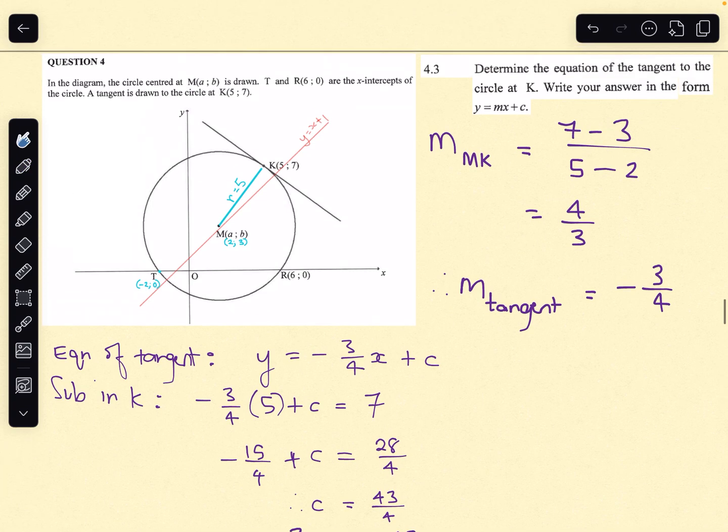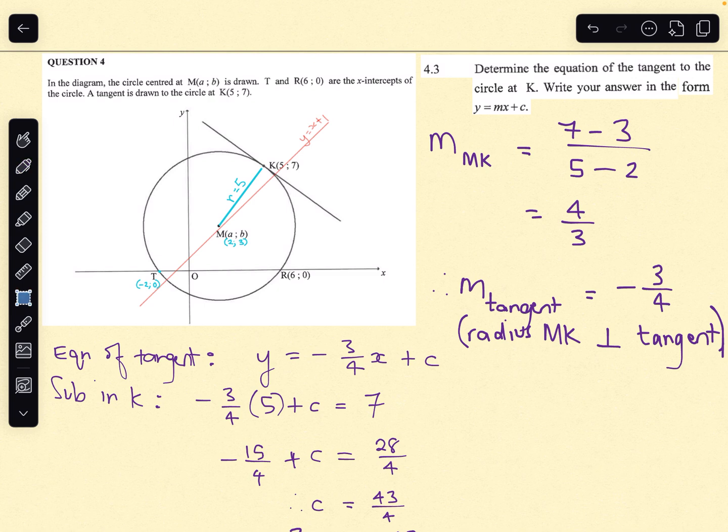Okay, so let's just double check now. So we started by, oh, and also let's just give a reason here. So we know that the tangent's gradient is minus 3 over 4 because MK is perpendicular to the tangent, and maybe let's make it even more explicit. Even more specifically, what we are referencing is the radius MK is perpendicular to the tangent passing through K.